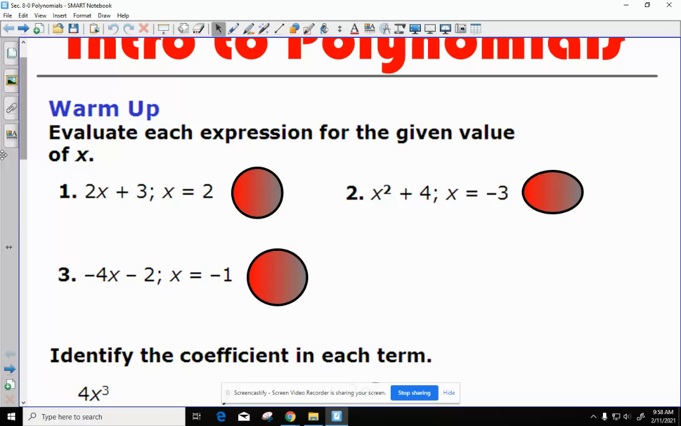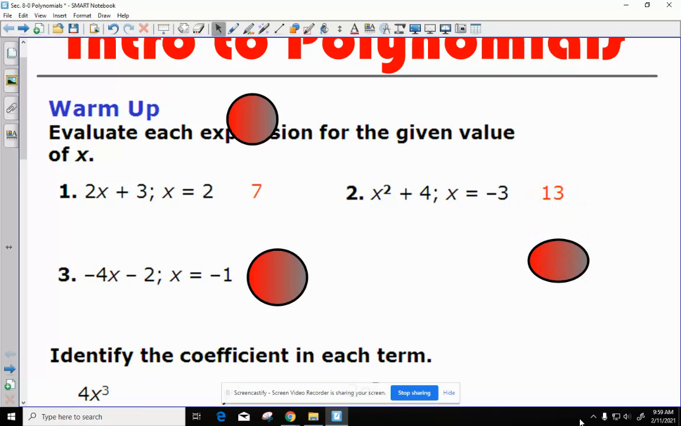I don't care the order. Mia? Number 1 is 7. All right. Number 2 or number 3? Richard? Number 2 is 13. Very good. Any takers on number 3? What do you think it is? 2. Very good.